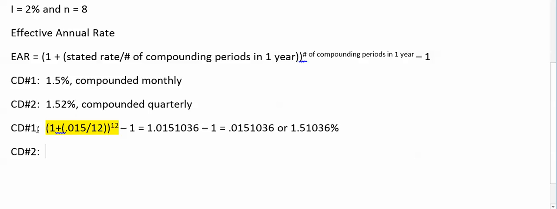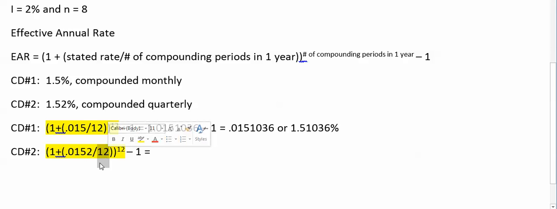I'm going to just copy this so I don't have to do the parentheses and everything all over again. I'm just going to change the relevant information. So for CD2, it's not 0.015, it's 0.0152. And the divisor isn't 12, it's 4 because it's quarterly compounding. And then the exponent isn't 12, it's 4, again, because it's quarterly compounding. So crunching this, I'm going to take the 0.0152, divide that by 4, add that answer to 1, raise all of that to the power of 4.